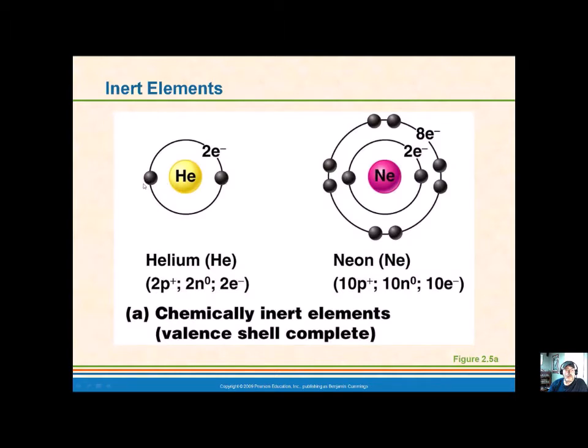So again, here we have helium, which is stable with 2 electrons. Then we have neon, which is stable with 8 electrons. And neither one of those is going to react. That's why they're called the noble gases.